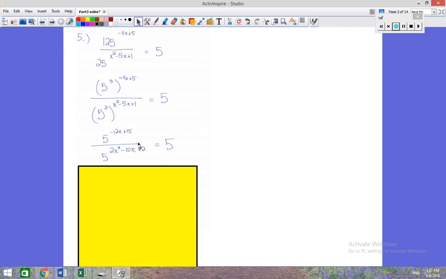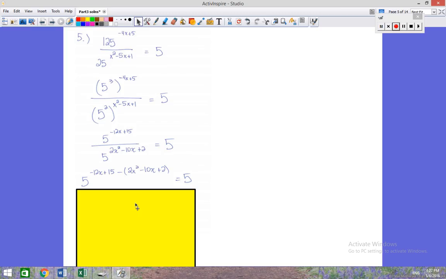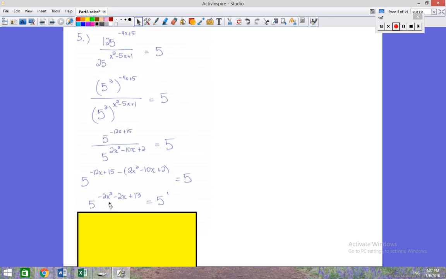Well, when you have division, what we'll do with these exponents is subtract them. Had we had multiplication, we would have added the exponents, but we've got division. So it's this exponent that's in the numerator minus this exponent that's in the denominator, and I definitely need to subtract the entire denominator, not just my favorite term or the first term. So I need those parentheses. All right, so when I have this negative 12x plus 15 minus this trinomial, what I got was this quadratic, 5 raised to the negative 2x squared minus 2x plus 13.